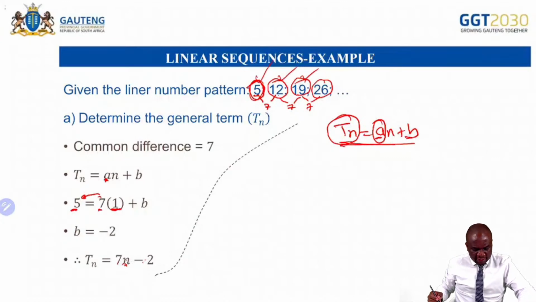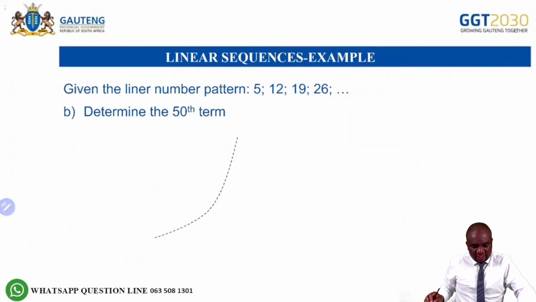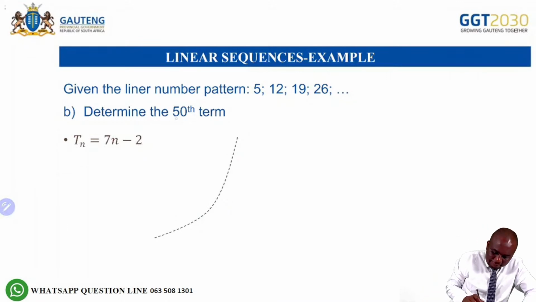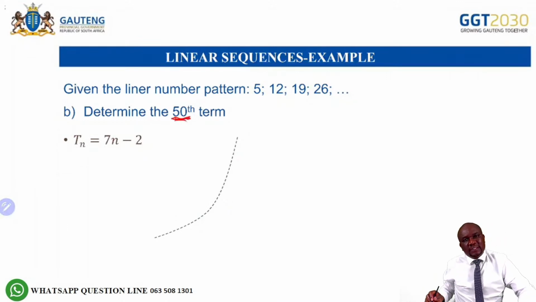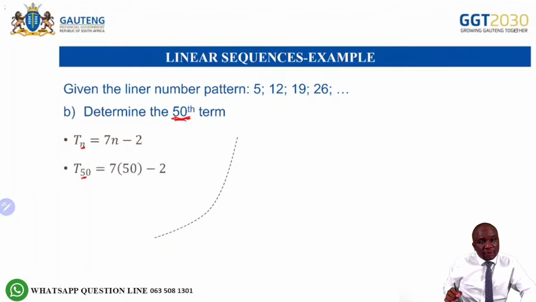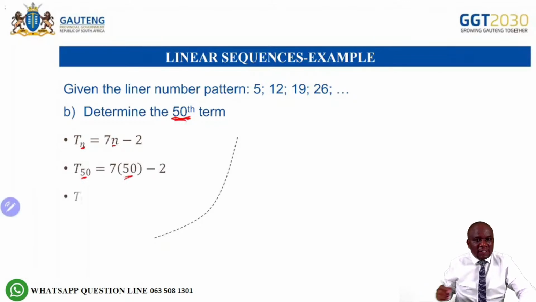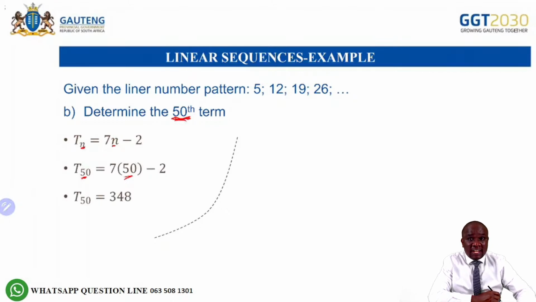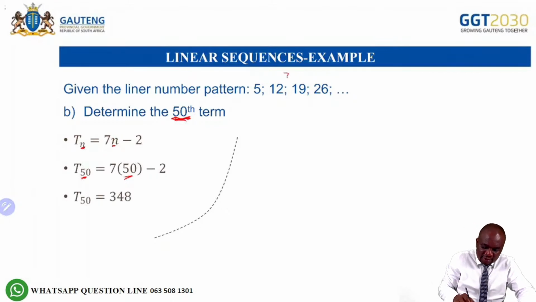Now we've managed to do A. Let's do B. Now we managed to find that our Tn is equal to 7n minus 2. So now what is the 50th term? We're finding T50, term number 50. So where there's n, we put 50. So you see that even where there's n here, we put 50. Then where there's n here, we put 50. Then you can put this in the calculator. 350 minus 2, that is 348. So it means 348 is term number 50 in this sequence.